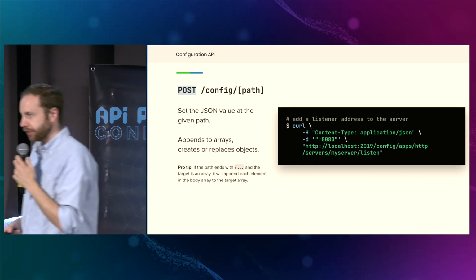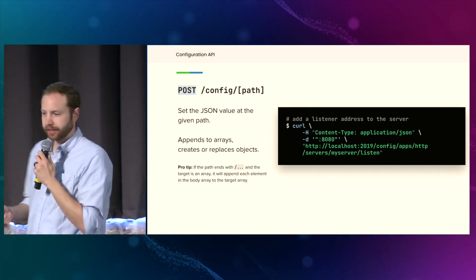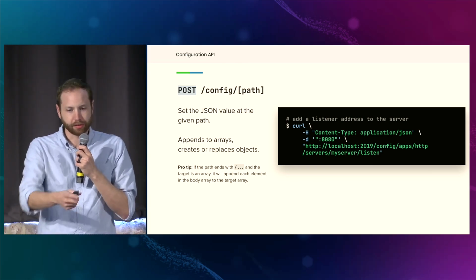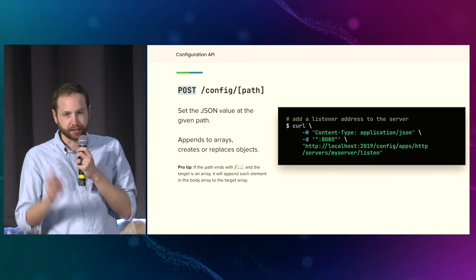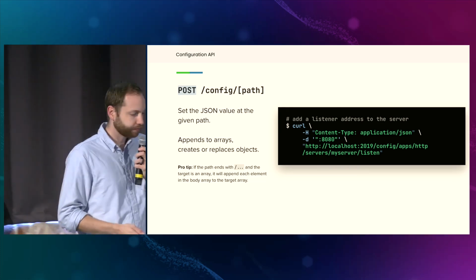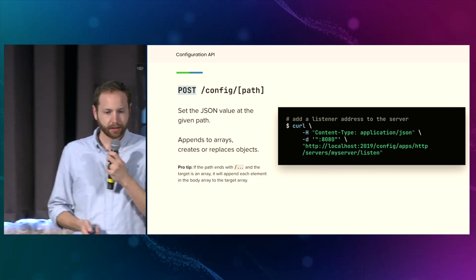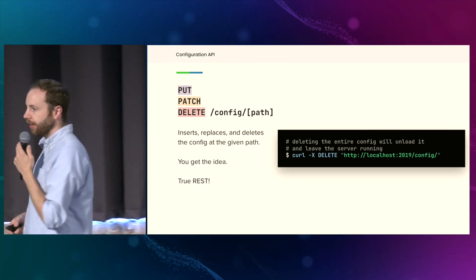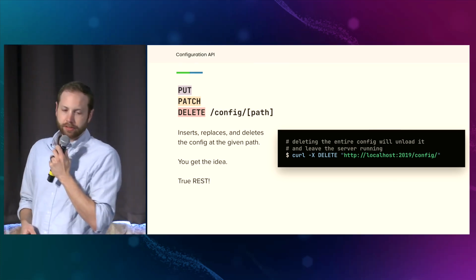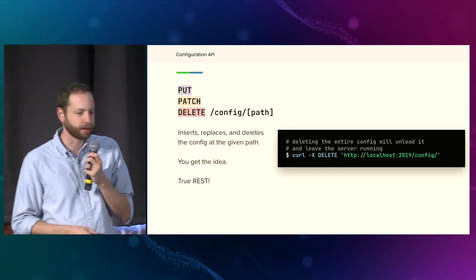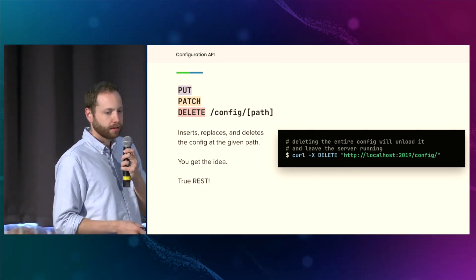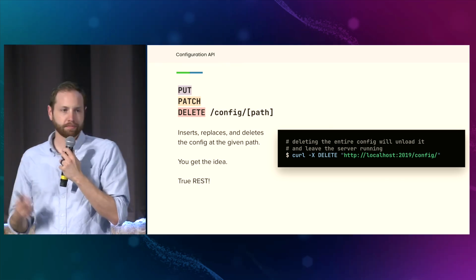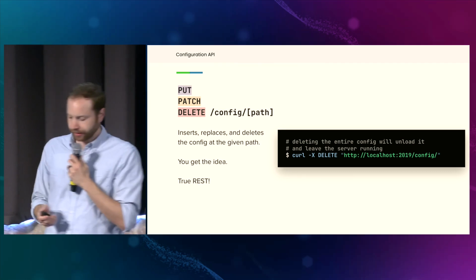So as you might expect, a post will set the config in that place. If you want to update, for example, this just sets a listener address or adds a listener. This also works with put and patch and delete, just the way you might expect with a truly RESTful API that I'm sure you're familiar with. If you delete the config, it just unloads the running configuration and does nothing until you post a new config.